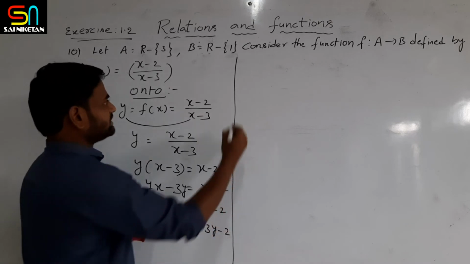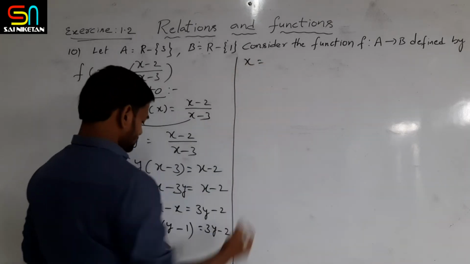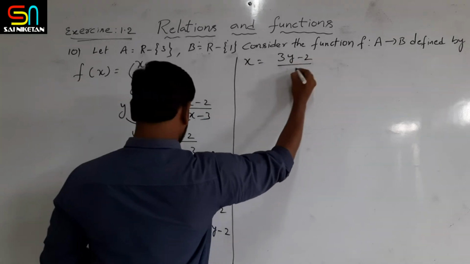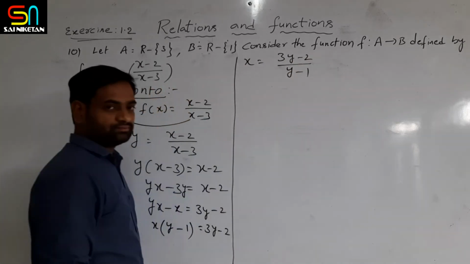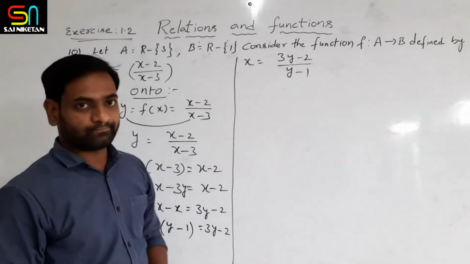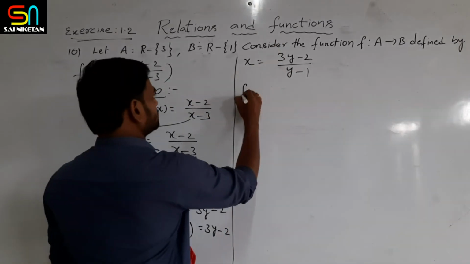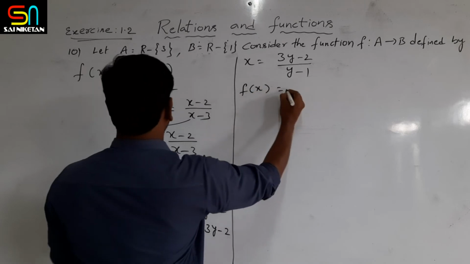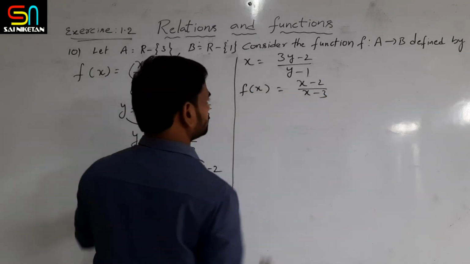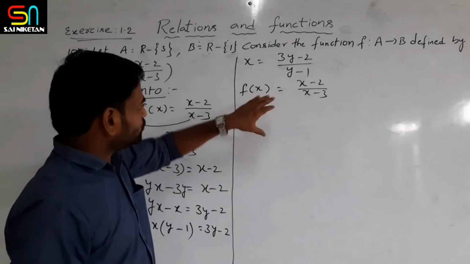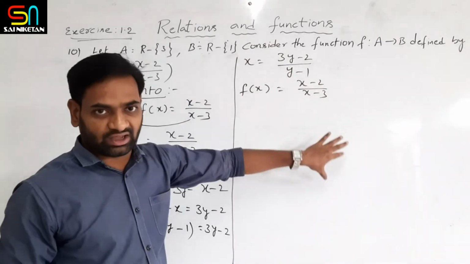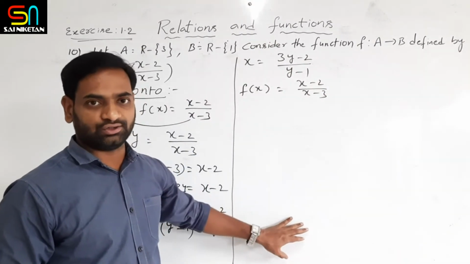Now what is the x value from this one? x equal to 3y minus 2 by y minus 1. This is the x value in terms of y. Now take the function. What is the function? f of x equal to x minus 2 by x minus 3. Now substitute in place of x this value. If the answer is y, then you can say it is onto function.